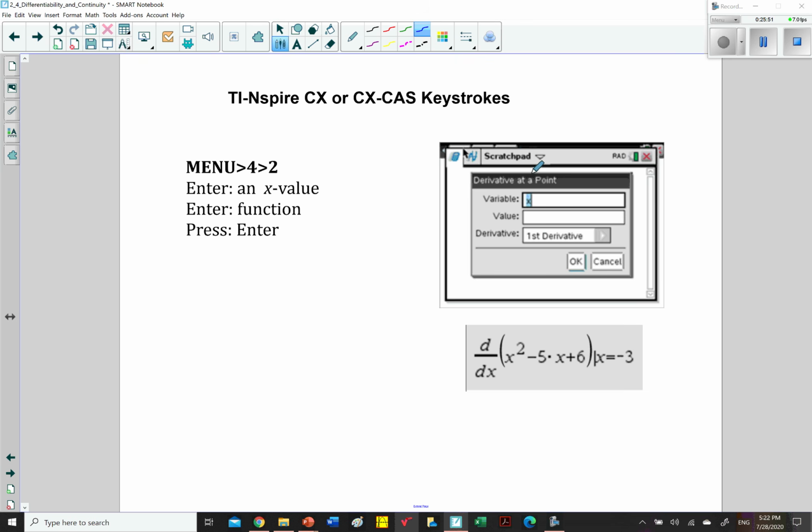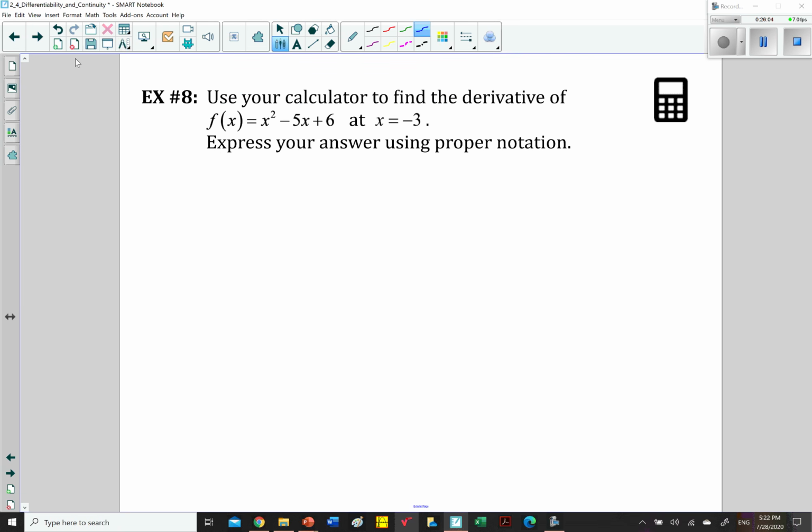On the Inspire, it's a little bit different. I use the scratch pad, and this is the process or the steps. It's a little bit prettier on the Inspire if you're lucky enough to have those. So we could do that.